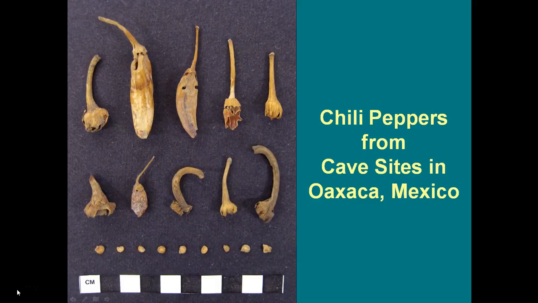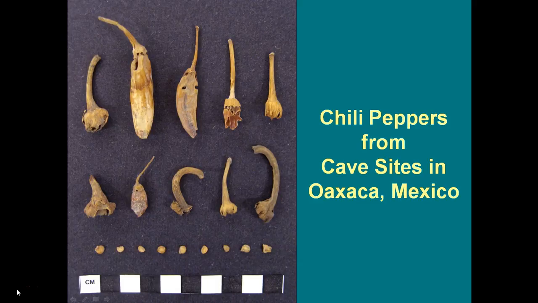The stems are important the same way that the peduncles of squash are, in that as the fruit grows larger, the size of the stem that attaches to the fruit grows larger. Also, the seeds grow larger as the fruit grows larger. But because processing of chili peppers rarely leads to the seeds being carbonized, they are not often recovered except for in dry cave settings.